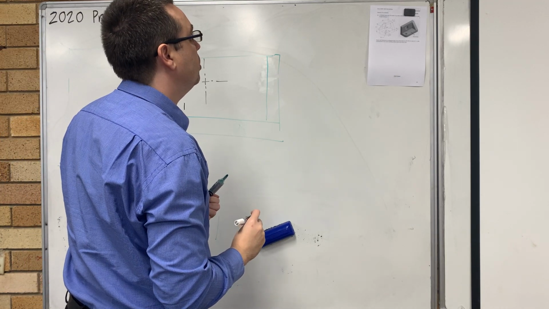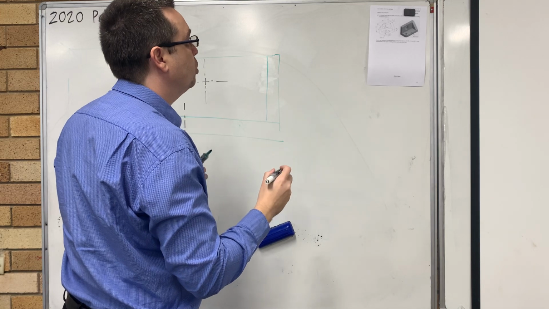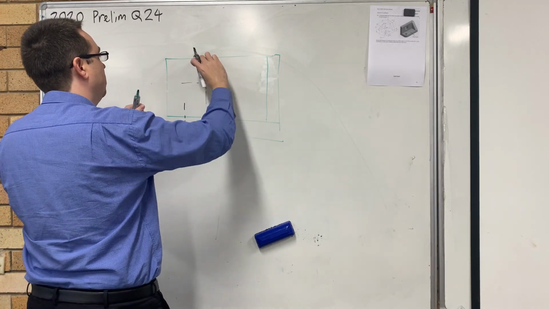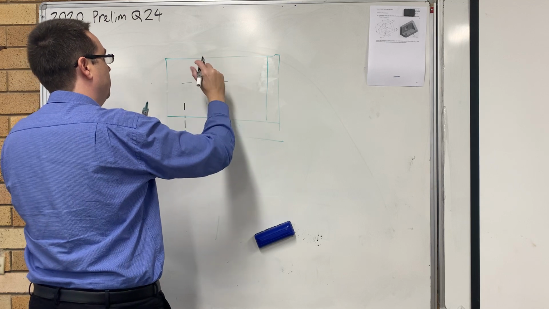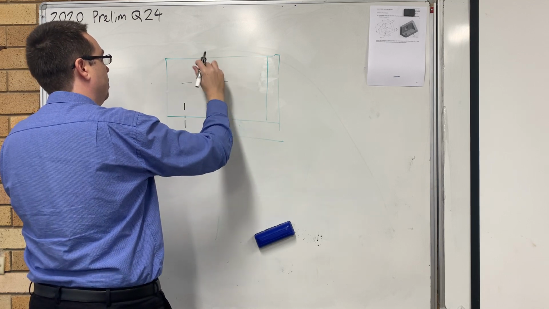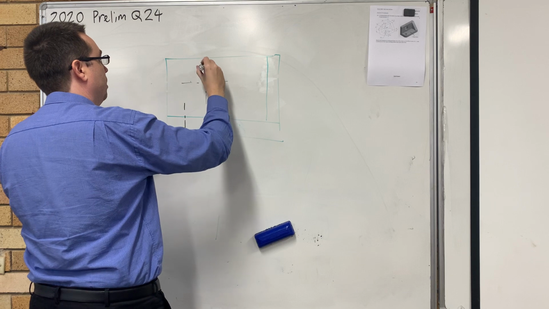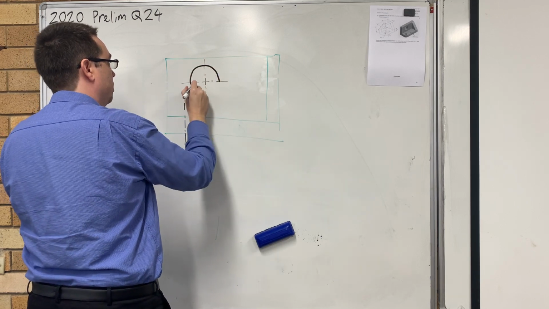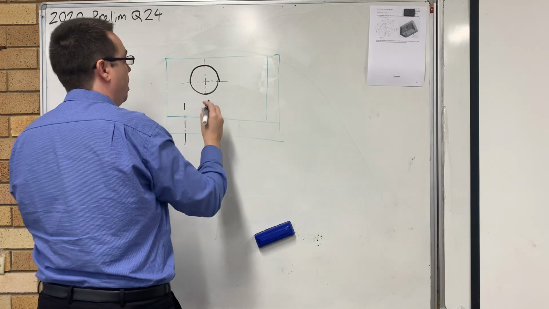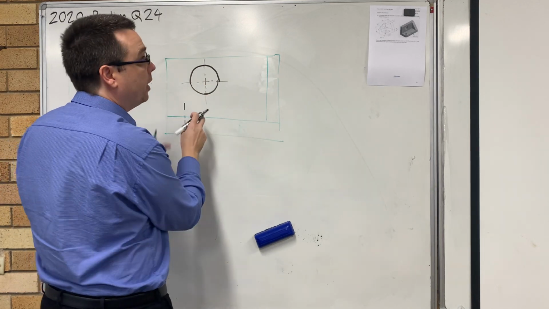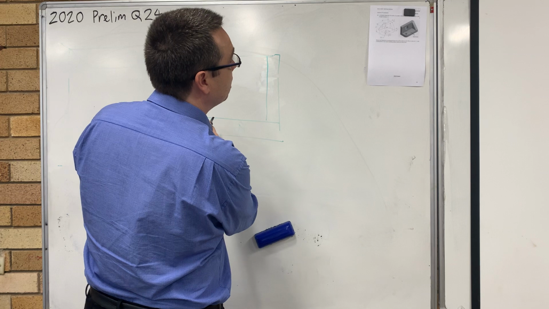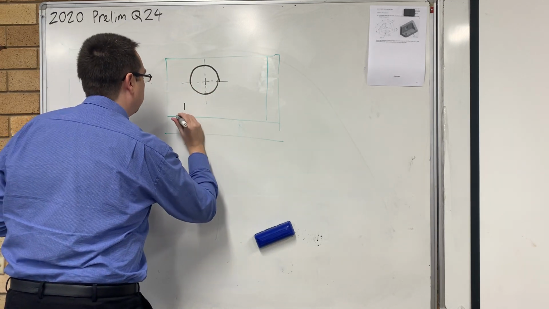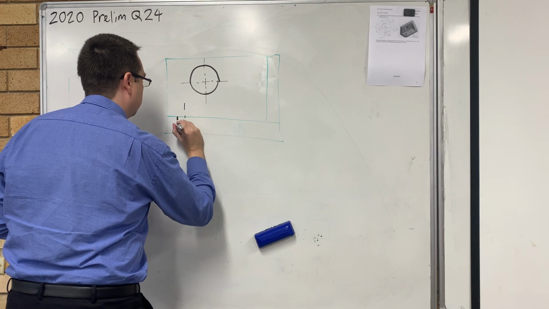Then I'm going to use a compass or a circle template to draw my 25 mil thick dark circle. And I'm going to draw my hidden detail here. This circle has a diameter of 15, so it's going to be thick dark lines.